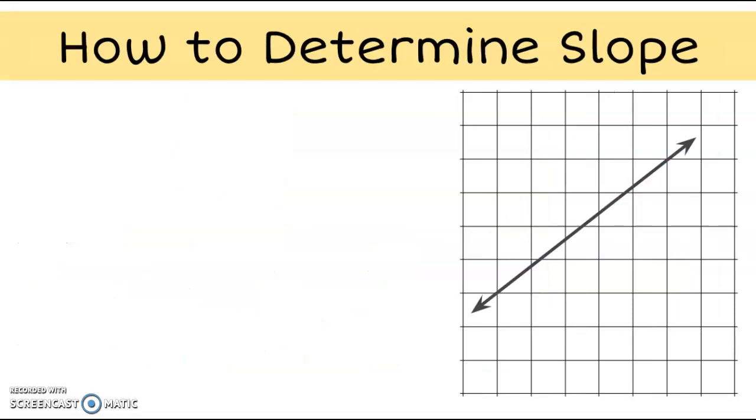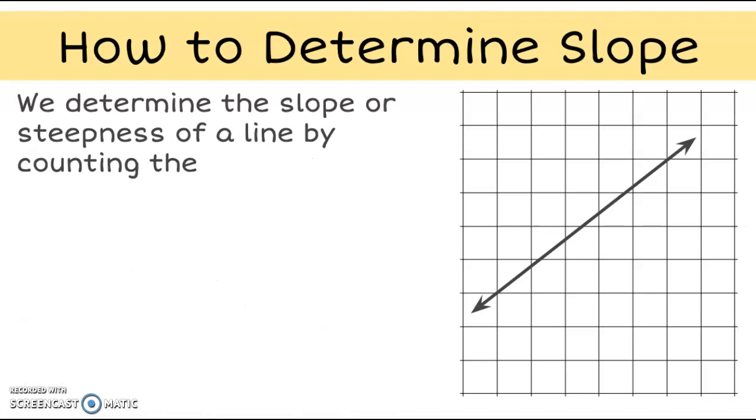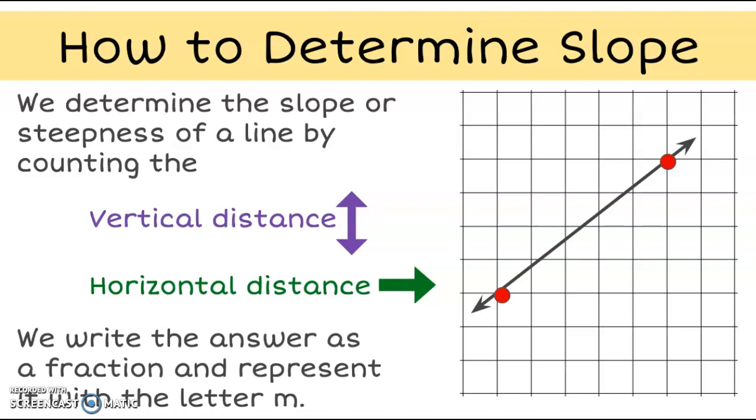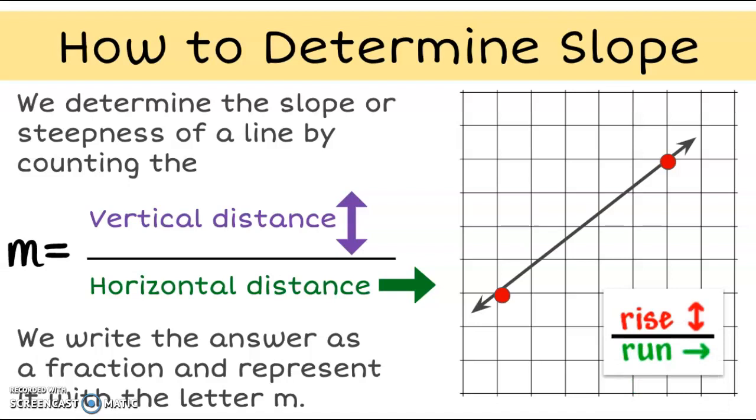This is how we will determine the slope of lines. We determine the slope or steepness of a line by counting the vertical distance and horizontal distance. We must carefully choose points on the graph to use and count from. Then, we write the answer as a fraction and represent it with the letter M. Another name for this is rise over run. Rise is either up or down, positive or negative, but notice run is always to the right.